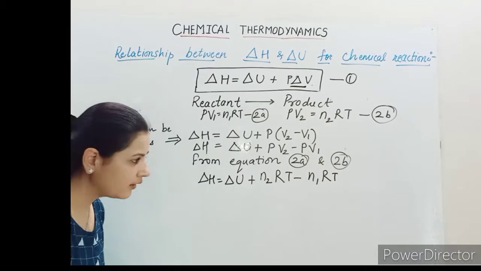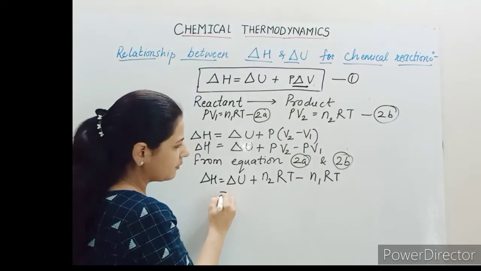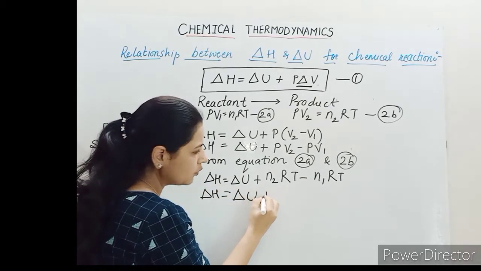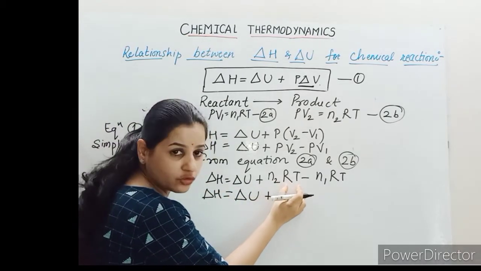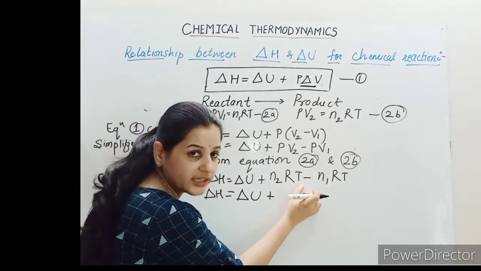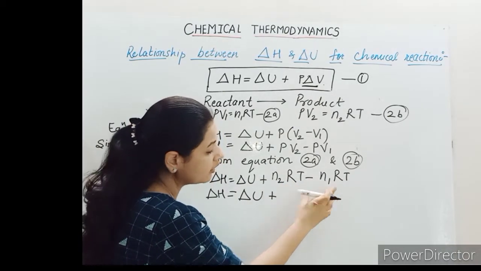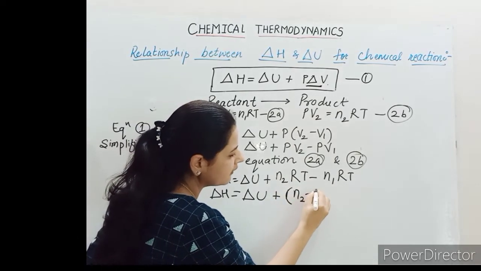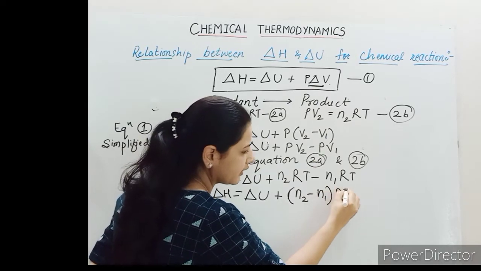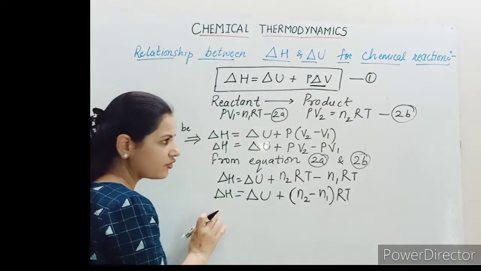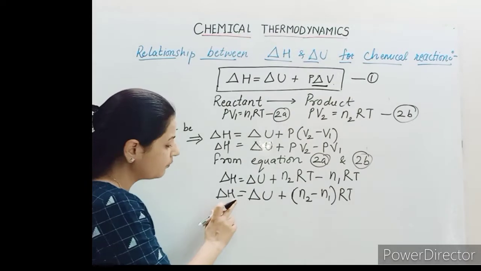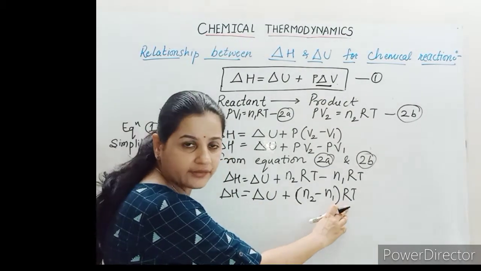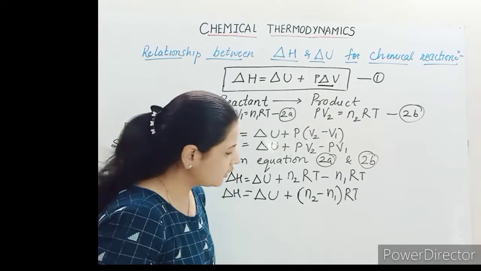Now, yes. Now, let me simplify it again. So, this will become delta H is equals to delta U plus, now since these two are constant, R is also gas constant, T is absolute temperature, both are constants over here. So, I can bring them out and take N2 minus N1 into RT. I can write like this. Yes. So, now my equation becomes delta H is equals to delta U plus N2 minus N1 into RT, where R is the gas constant and T is the absolute temperature.